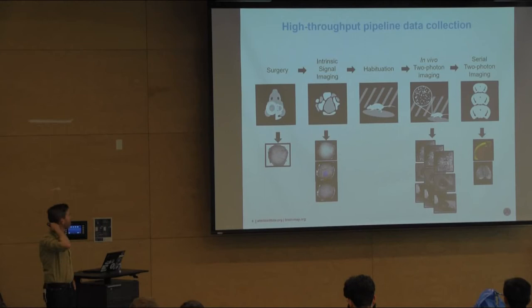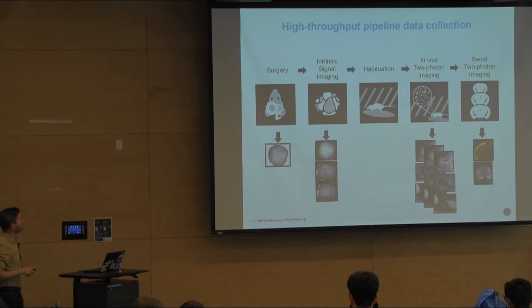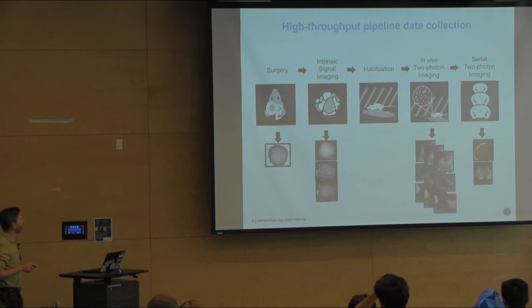We have multiple teams at the Institute that are responsible for different pieces of the pipeline. All mice go through a surgical procedure where they are implanted with a consistent head frame that has a window in it to permit access to recording from the visual cortex. They go through an intrinsic signal imaging procedure, where we present drifting gratings on the screen, and from that we're able to identify where the boundaries are between different visual cortical regions.